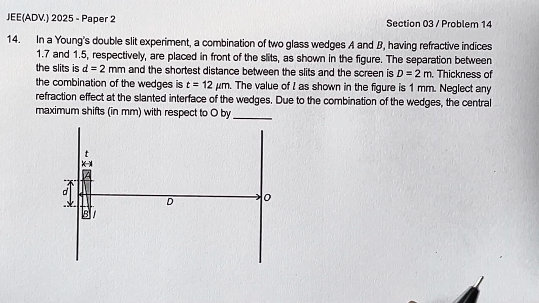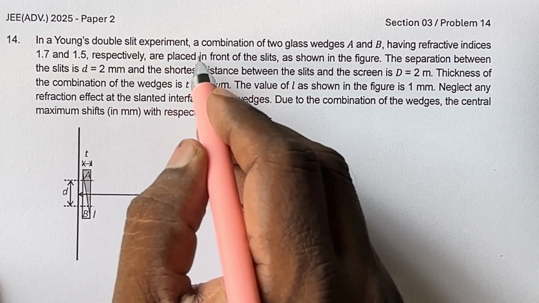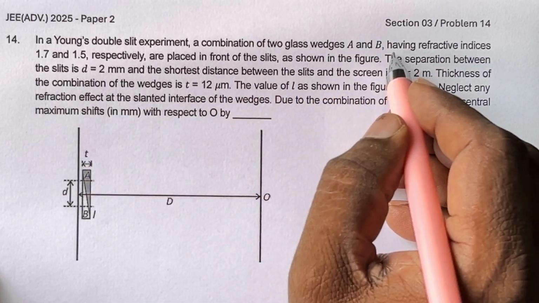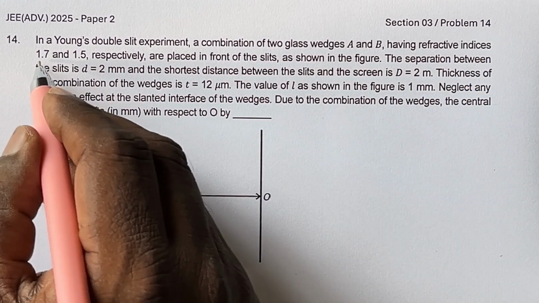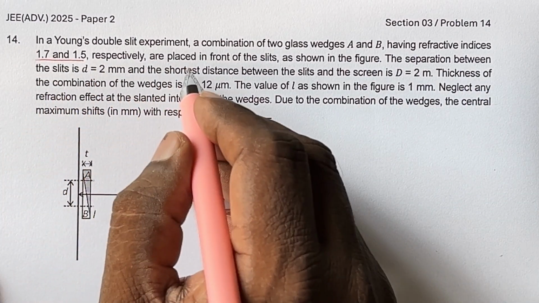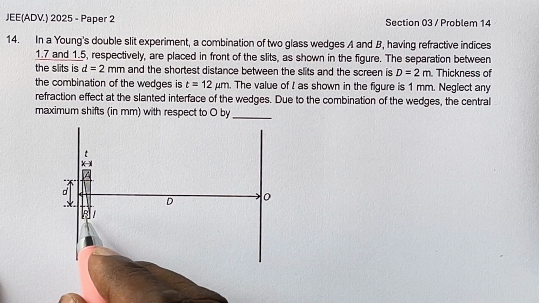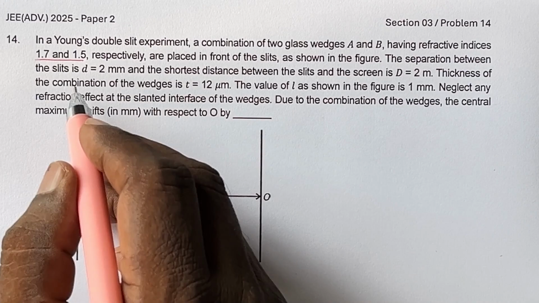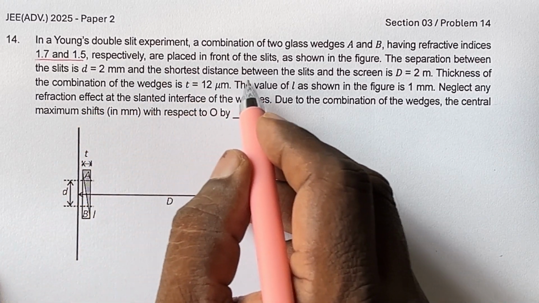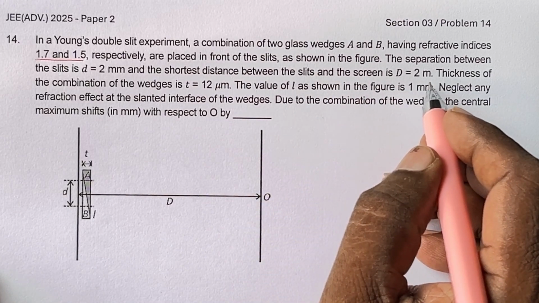In this problem, in a Young's double slit experiment, a combination of two glass wedges A and B having refractive indexes 1.7 and 1.5 respectively are placed in front of the slits as shown in the figure. The separation between the slits, small d, is 2 millimeter and the shortest distance between the slits and the screen, capital D, is equal to 2 meter.